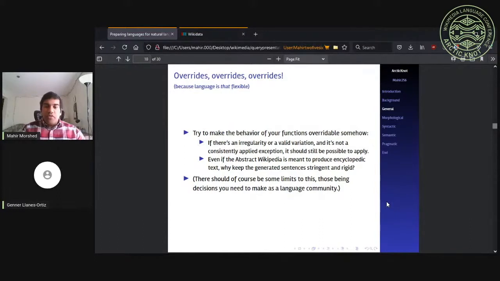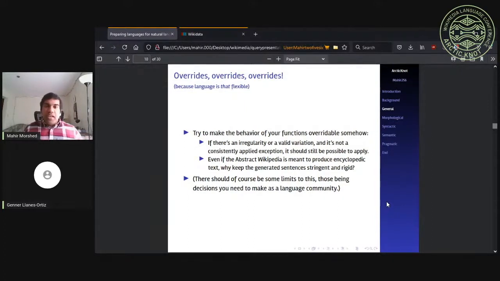So, for example, if you have an adjective phrase and the article comes at the beginning of the phrase, it should be possible to override that somehow. Or if you are specifying that a particular past tense form has a certain suffix, you might want to change that suffix in certain situations, things like that. If there are irregularities or valid variations, and they're not consistently applied exceptions, it should still be possible to apply them.